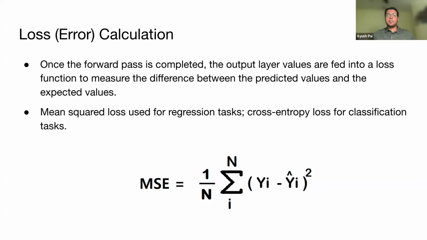There are a lot of different ways of calculating this. Mean squared error is commonly used for regression tasks, and for classification tasks, cross entropy loss is often employed. Here's the formula for mean squared error. Minimizing the loss function during training helps improve the model's accuracy by reducing how far off these values are, and it guides the optimization process to adjust the weights and biases effectively.